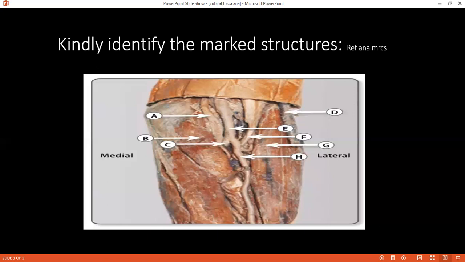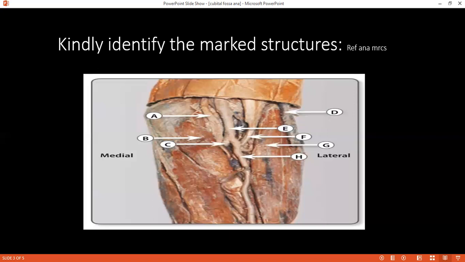Okay. Can you please tell me what inserts on the radial tuberosity? Can you restate the question? What muscle inserts on the radial tuberosity? Flexor carpi radialis. No, the biceps muscle inserts on the radial tuberosity of the radius. Yes, the radial tuberosity of the radius.